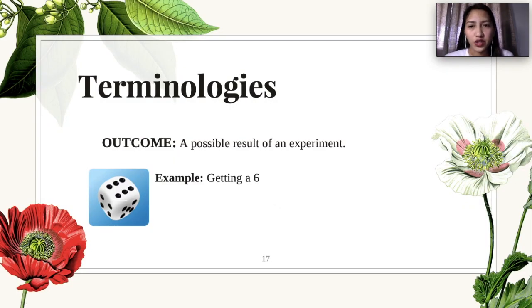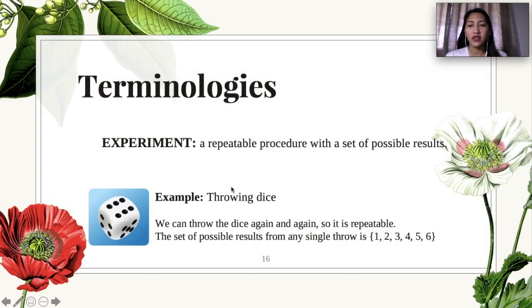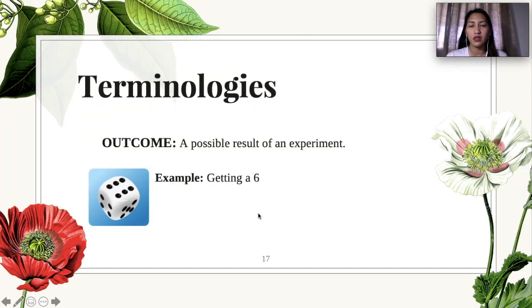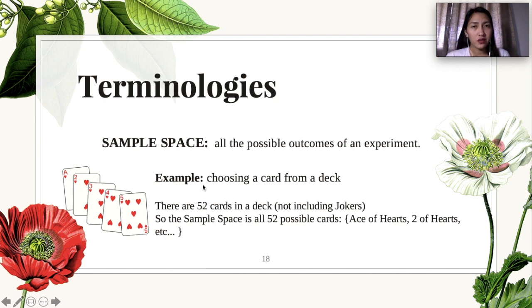Now, the second term is outcome. An outcome is a possible result of an experiment. An example would be, if this is our experiment, then a sample outcome would be getting a 6.